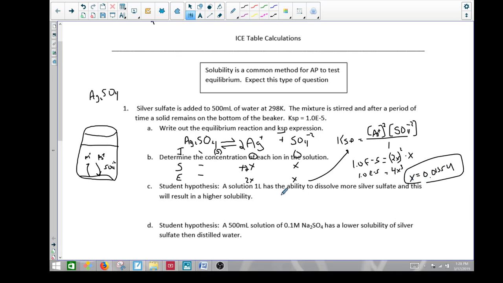Student hypothesis: a 1 liter solution has the ability to dissolve more silver sulfate, and this will result in higher solubility. Justify or nullify? The answer is nullify. There is a true statement here: you will be able to dissolve more ions, but your ratio of solute to solvent is the same. That's not changing. The only way to really change this ratio is to alter the temperature.